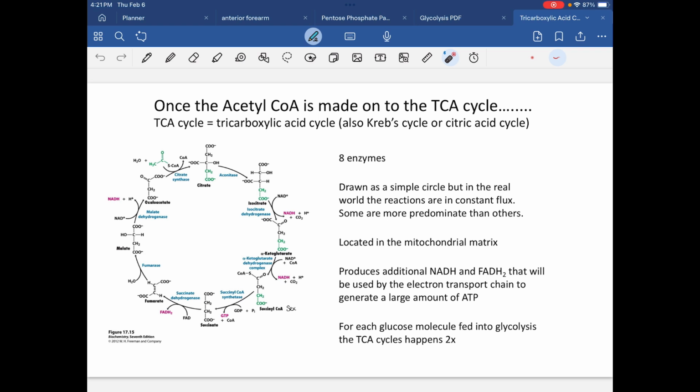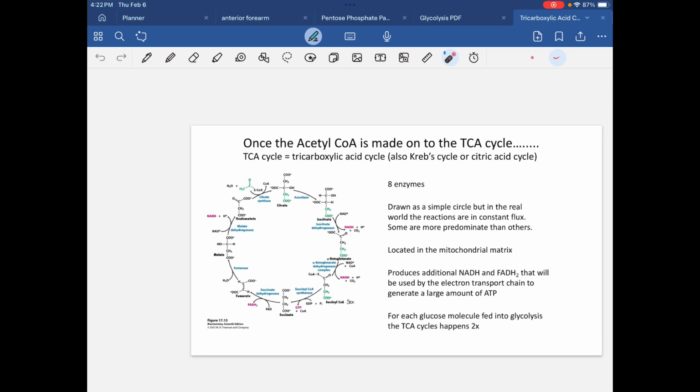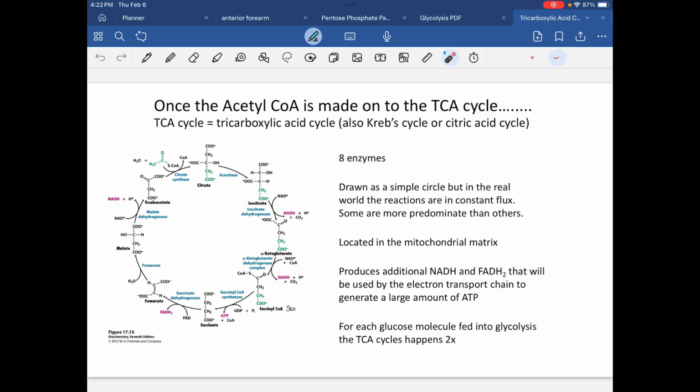Now that we have made acetyl-CoA, we can move into the citric acid cycle. So we're going to talk about the 8 steps of the citric acid cycle. We, because we're humans, want to think of this as a step 1, step 2, step 3, ... But remember, it's a loop. We can enter into this loop from multiple different places depending on what our starting points are.